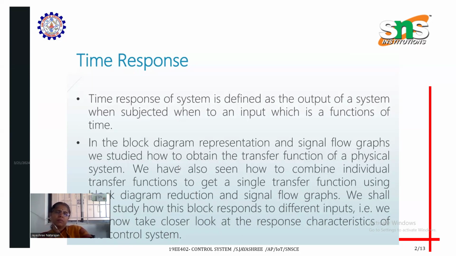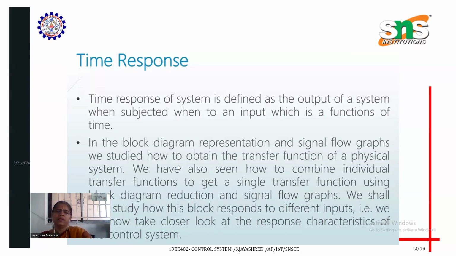Previously, in the first topic, we have already discussed block diagram reduction: how to represent a system using a block diagram and how to reduce the block diagram. Then we studied the signal flow graph, and we derived a transfer function for all the systems, using block diagram reduction and signal flow graph.